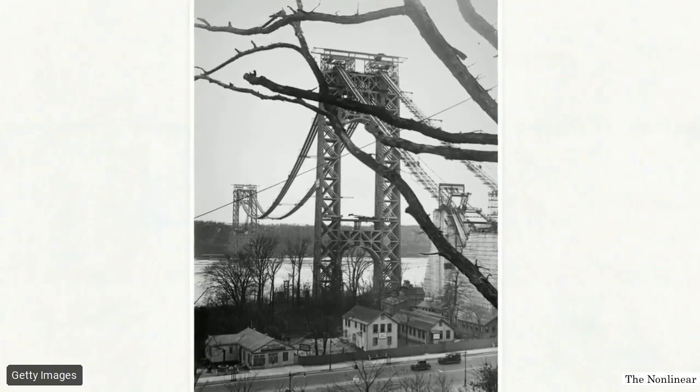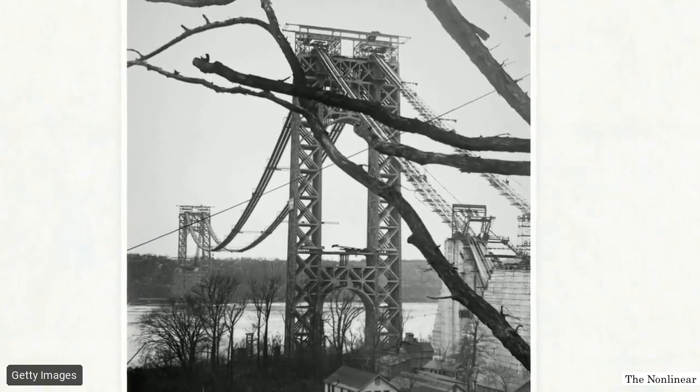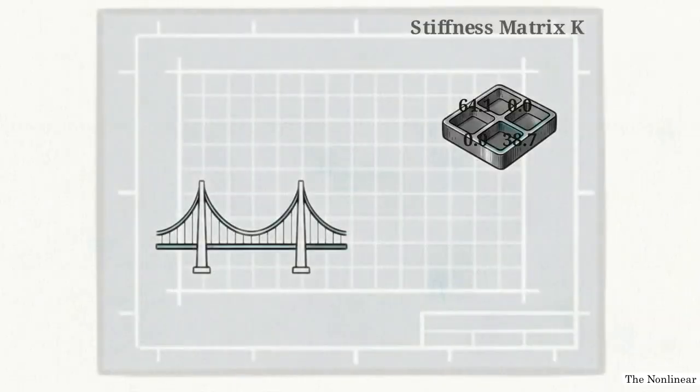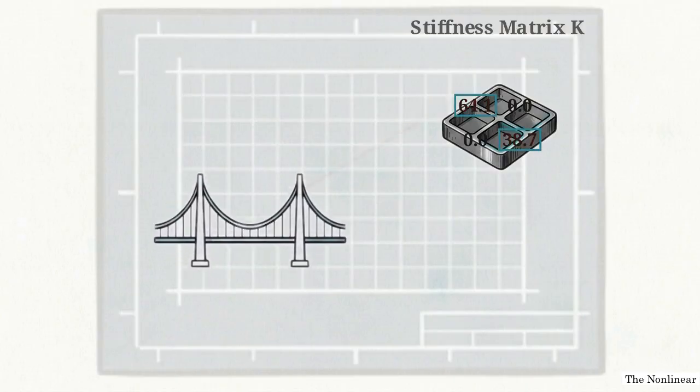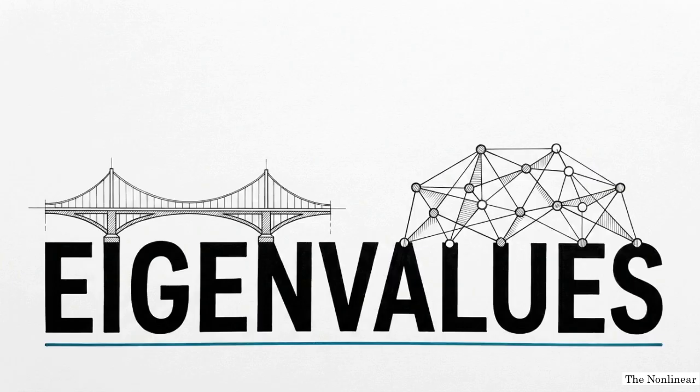Engineers apply the same logic to physical structures. When calculating the stability of a suspension bridge, they find the eigenvalues of its stiffness matrix to determine the specific frequencies where the structure will critically vibrate. Finding these values allows us to identify the underlying structure in complex systems, whether we are ensuring a bridge stays stable or ranking the entire internet.